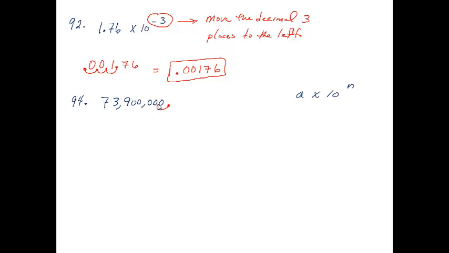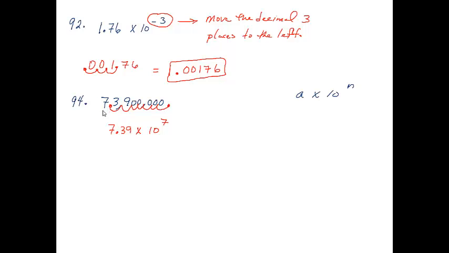1, and make sure you're counting. 2, 3, 4, 5, 6, 7. So that number becomes 7.39, you can leave off all those zeros, right? Times 10. Now I moved it 7 places, but I need to know, is it going to be a positive 7 or a negative 7? And the rule is, if the given number is bigger than 1, then this is going to be positive. If the given number was less than 1, then it would have been negative.